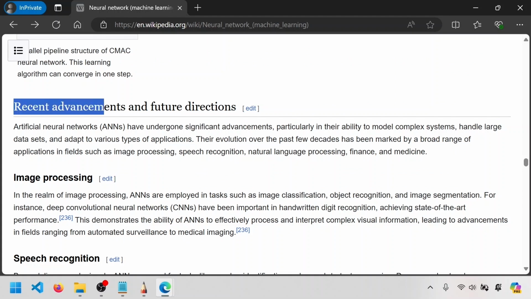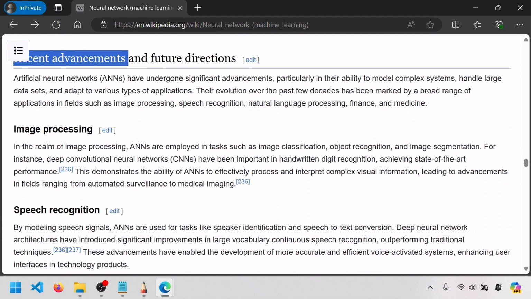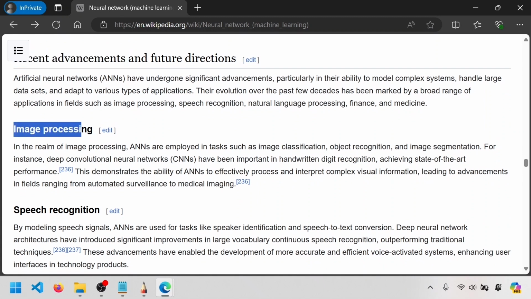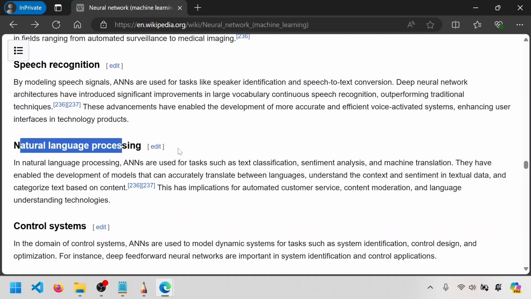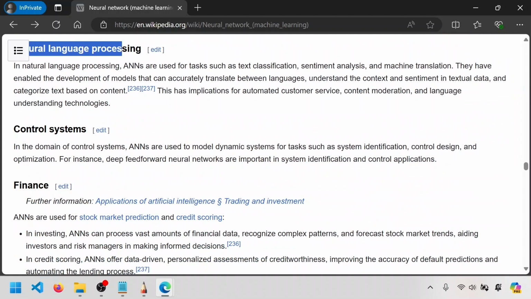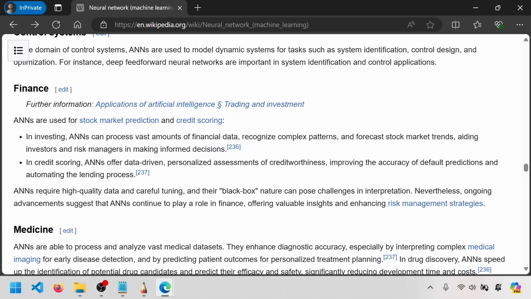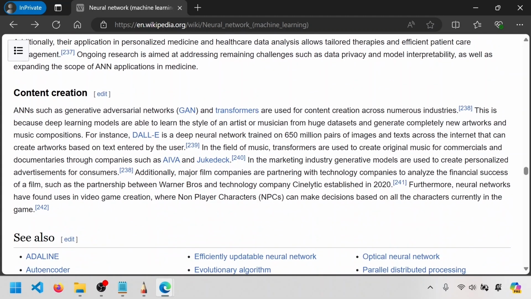Recently, there has been a lot of advancement in this particular domain, and it is used for image processing. We have seen facial recognition and things like that. Speech recognition, NLP, all the chatbots we have seen. A lot of different systems are controlled by AI, and the applications are countless.